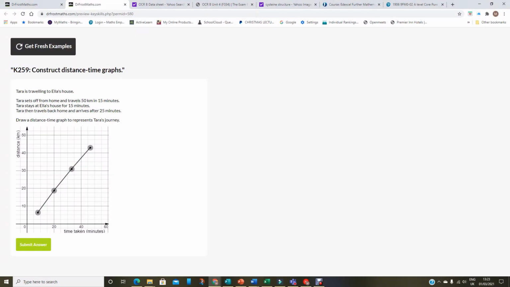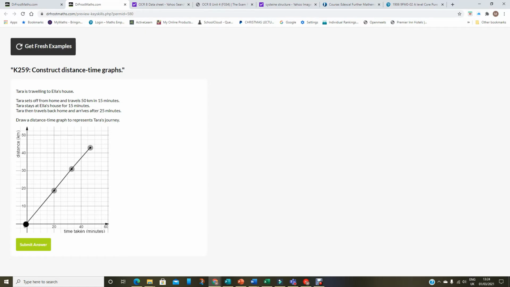Hi guys, I just wanted to have a look at one of these types of questions. Now it's a distance time graph and it says at the beginning, Tara is travelling to Ella's house. Tara sets off from home and travels 50 kilometres in 15 minutes. Well, that's all I need to look at for a start. So the key thing is she sets off from home.